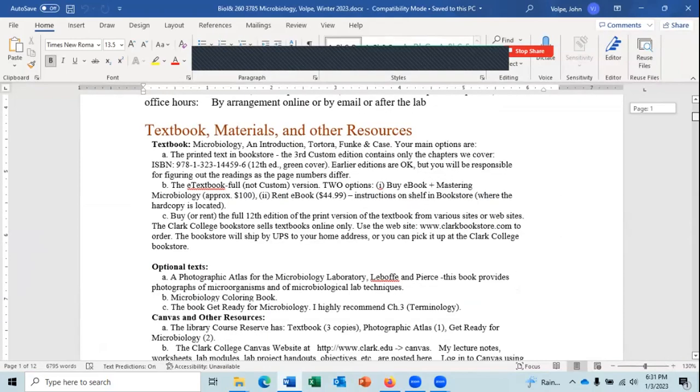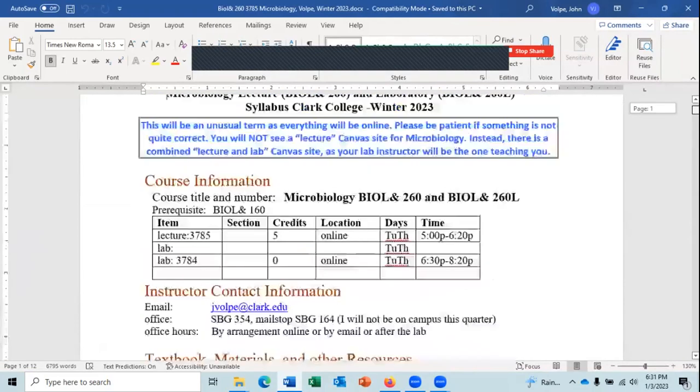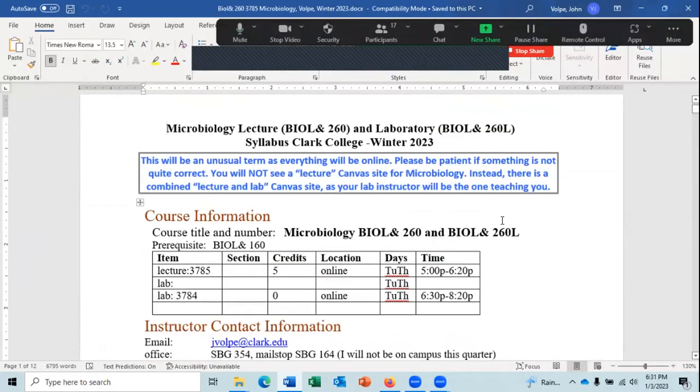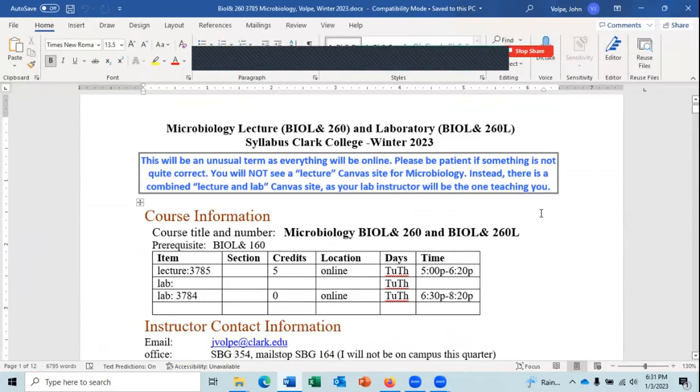If not, let me quickly talk a little bit about the syllabus, which hopefully you're seeing here. Can you guys see my page here? Yeah, I can see it. Okay. So the lab will be from 6:30 to 8:20. Generally, I only have the lab till about 8 o'clock.